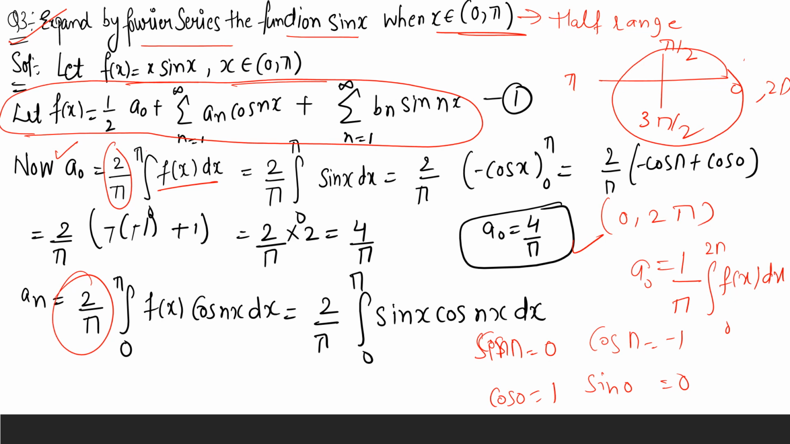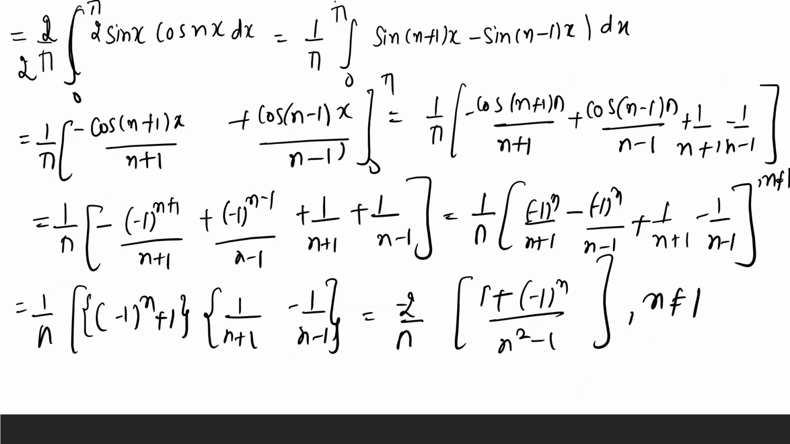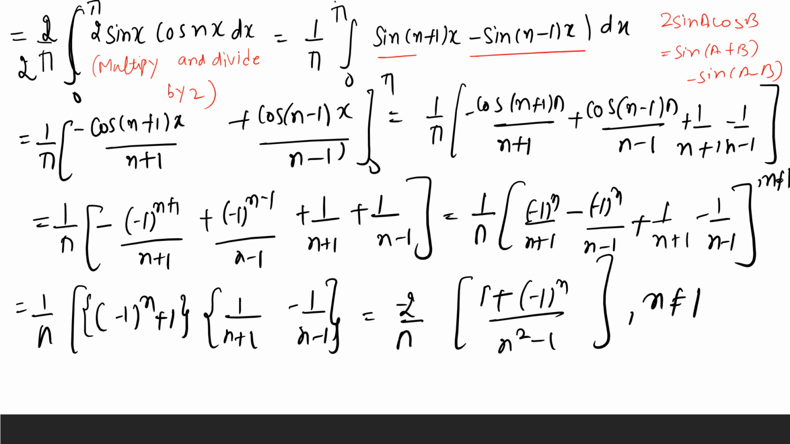Same as it is in an. Outside 2 upon pi, and integration 0 to pi f(x) cos nx dx, that is 0 to pi sin x cos nx dx, times 2 upon pi. Now we will solve the an value. We multiply and divide by 2, and then we get 2 sin x cos nx, and the formula of 2 sin a cos b is sin(a plus b) plus sin(a minus b). We put that formula here.